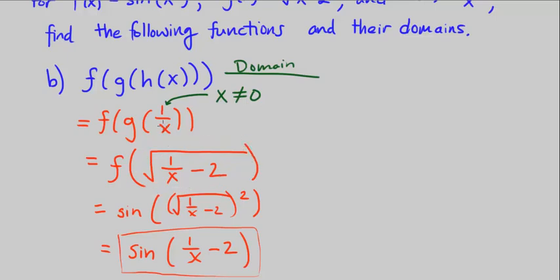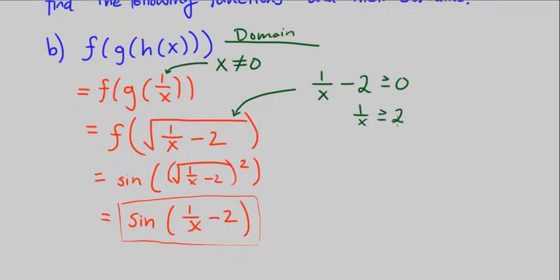Here, because this is the composite, the square root says that inside the square root, 1 over x minus 2 has to be greater than or equal to 0, because if it's negative, it becomes imaginary. Let's solve this inequality. It's a little tricky. We add 2 to both sides and get 1 over x is greater than or equal to 2. Now what do we do? We have to look at two situations: one is x being positive, and one is x being negative.